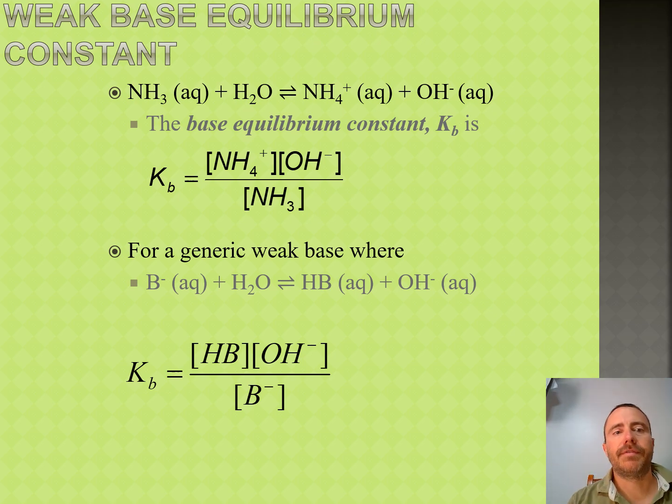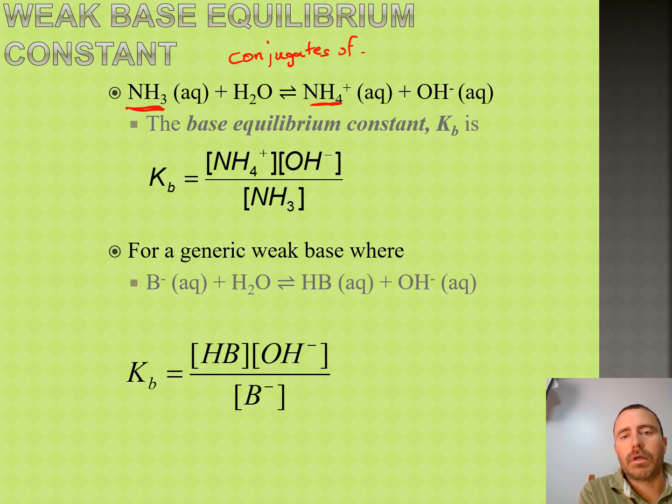So if we have the weak base equilibria constant, right? My example at the top is ammonia. Ammonia reacts with water to form the ammonium cation. So notice that ammonia, this is a good point to point this out, ammonia and ammonium, they are conjugates of each other. We're going to bring that up as we go along throughout this chapter. So just remember that they're conjugates of each other. In this case, the ammonia is the weak base. The ammonium is the conjugate acid of that weak base.